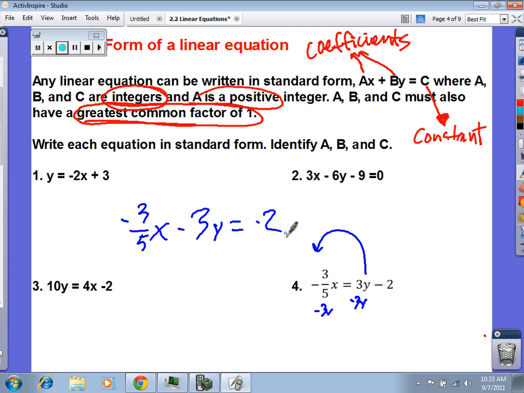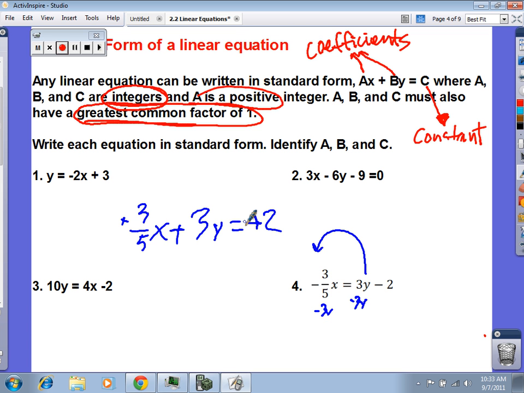You times each piece by a negative 1. Or you can just do this. Can I just change this to a positive? It's legal if you change everything. So I'm going to change this to a positive, and I'm going to change this to a negative. What if it was already positive? I would change it to what? Okay. If it's already positive, you change it to negative.